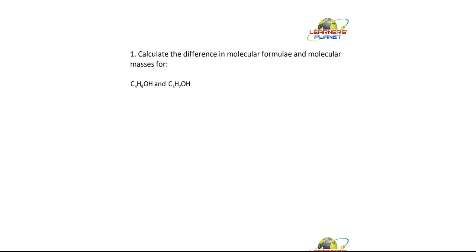Calculate the difference in the molecular formulae and the molecular masses for... Now here students, we have got two molecules. One is C4H9OH and another one is C3H7OH. So from both the things we can say that these molecules belong to the similar homologous series. Why? Because they both have got what group? Hydroxyl group.